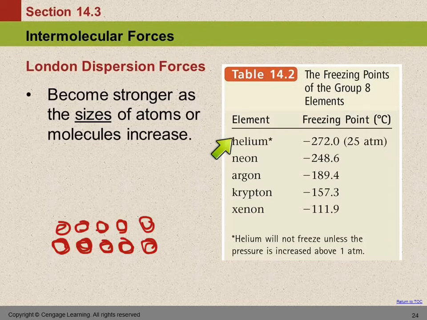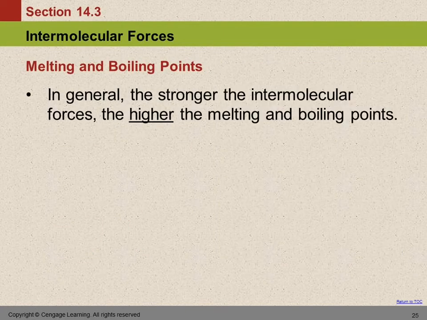So what's different about helium and xenon is that xenon is larger. Larger molecule, stronger London dispersion forces. Larger molecule, higher freezing point, melting point. Did that make any sense? So in general, the stronger the intermolecular forces, the higher the melting and boiling points. This is why water in that graph had such a crazy high boiling point.